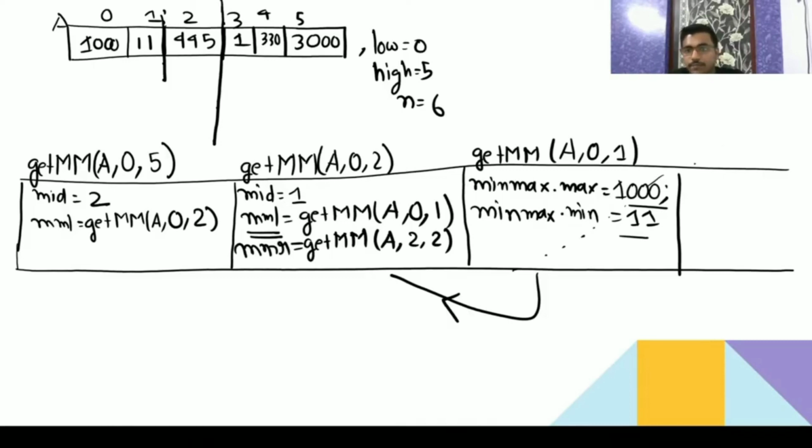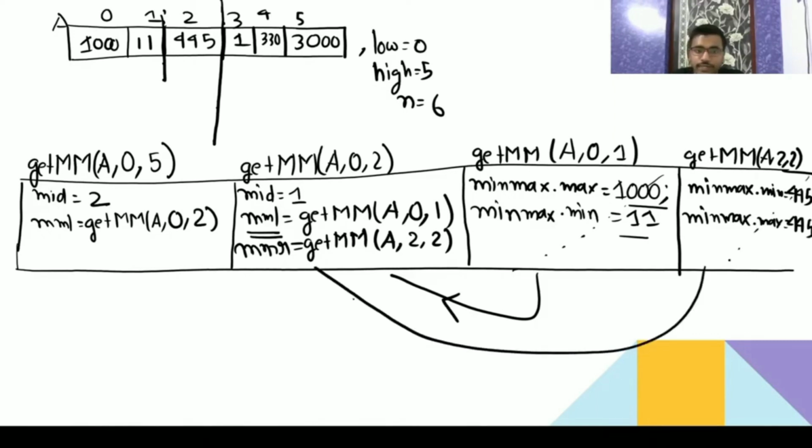If you call min max on the right hand side, it has only one element, low equal to high, so you are going to get only 445. Calling get min max on a[2..2], low equal to high, min is going to be the same 445, as well as max is going to be 445. Then after that it will return 445.